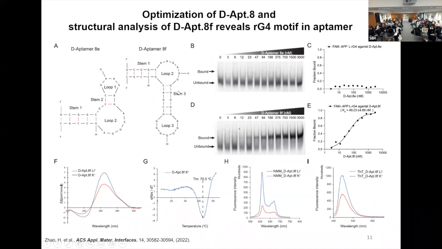Because of that, we also did some standard G4 characterization assays to showcase that aptamer 8F contains a G-quadruplex. This is a CD assay, again potassium dependent, and UV melting at 295 nanometers, which shows a hypochromic shift. That's an indication of G4 formation. NMM and ThT are G4 ligands that bind to G4, and when they bind, they enhance the fluorescence. These four assays confirm that 8F contains a G-quadruplex.